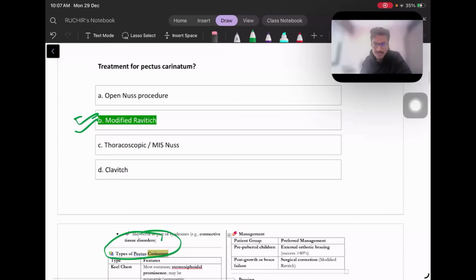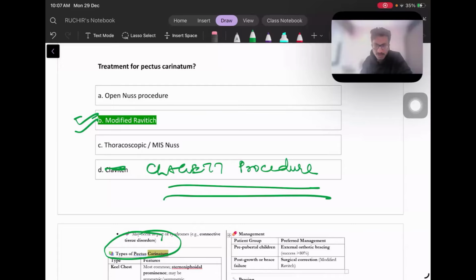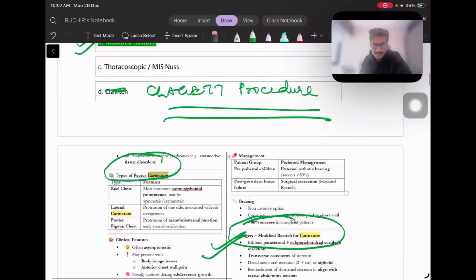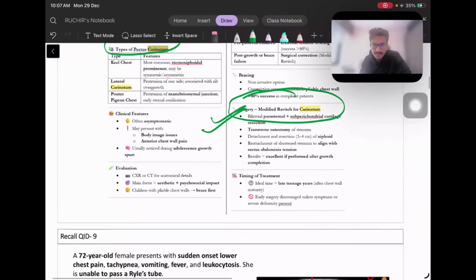I think for these two questions, option 4 was Cleget. Yeah, I think now the recall is more clear. Yes. So again, very straightforward question. Treatment for pectus carinatum is the modified Ravitch procedure.